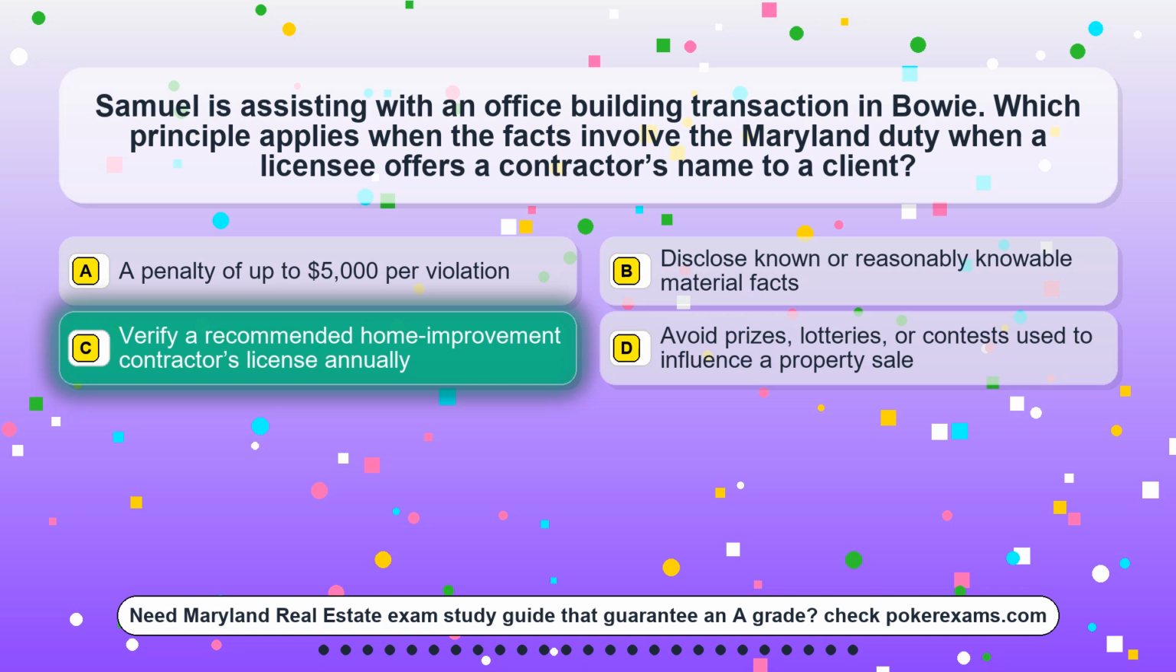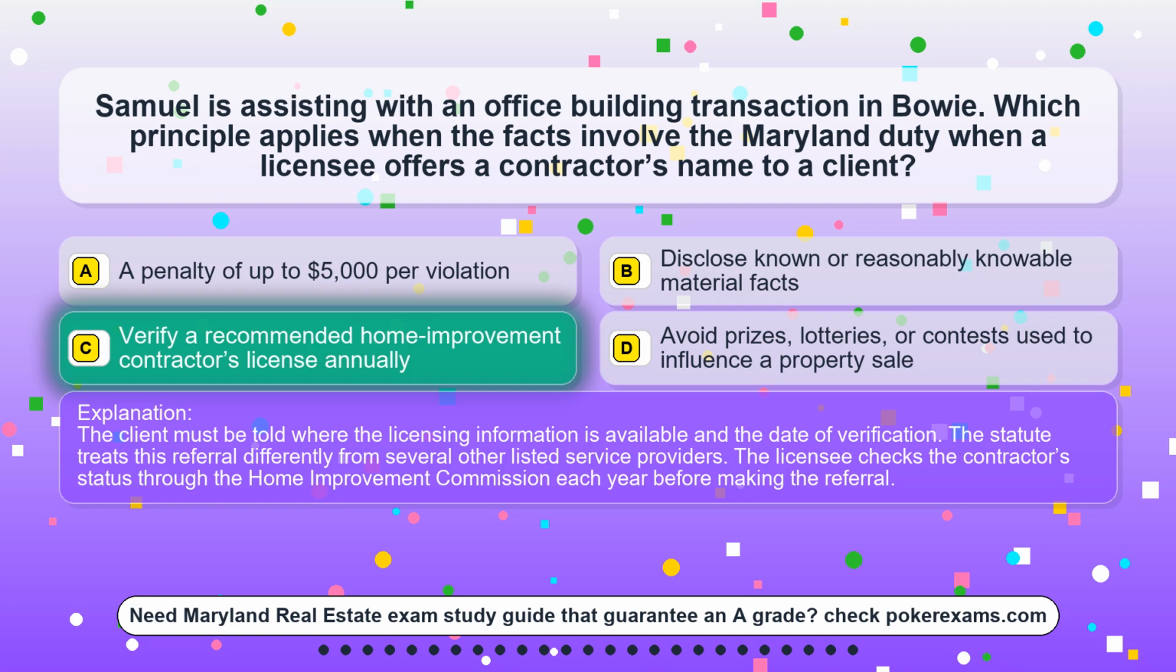The correct answer is option C, verify a recommended home-improvement contractor's license annually. The client must be told where the licensing information is available and the date of verification. The statute treats this referral differently from several other listed service providers. The licensee checks the contractor's status through the Home Improvement Commission each year before making the referral.